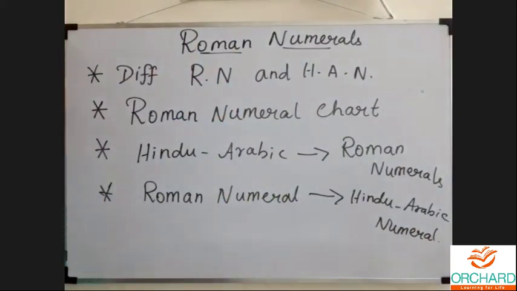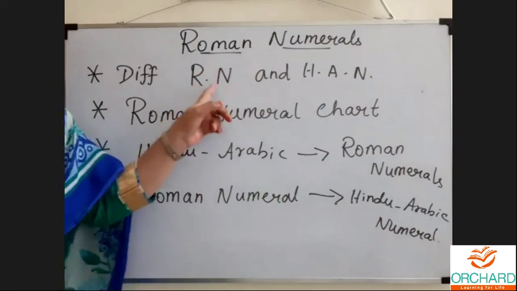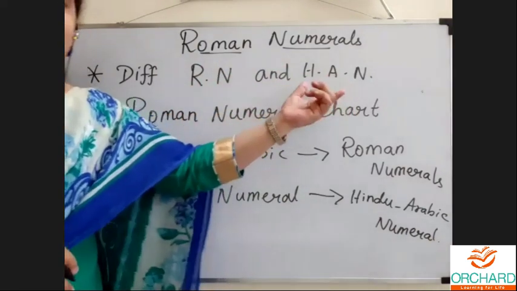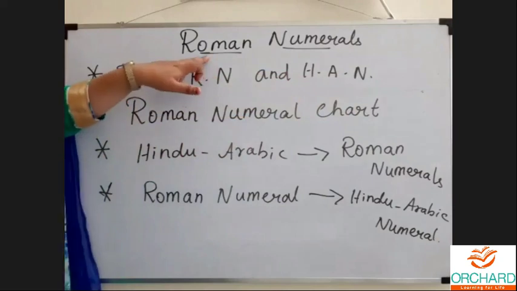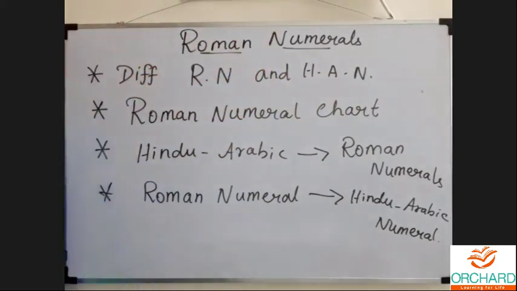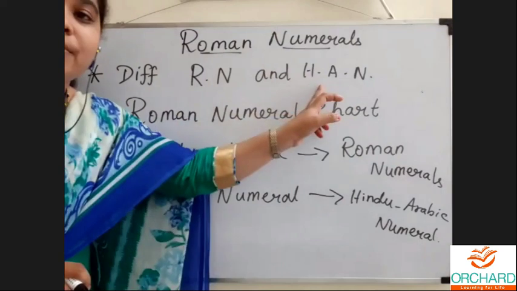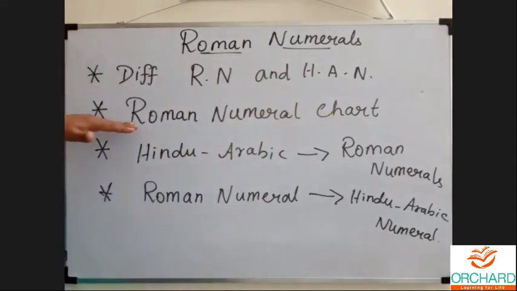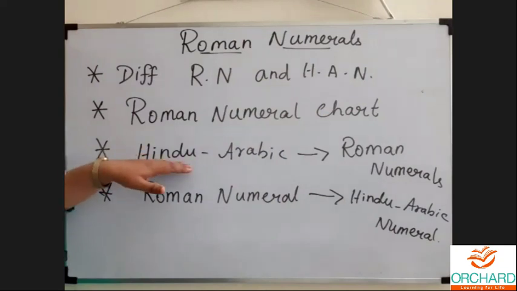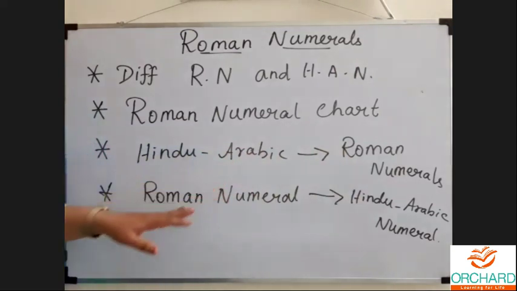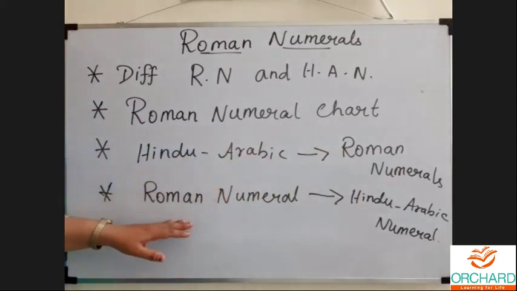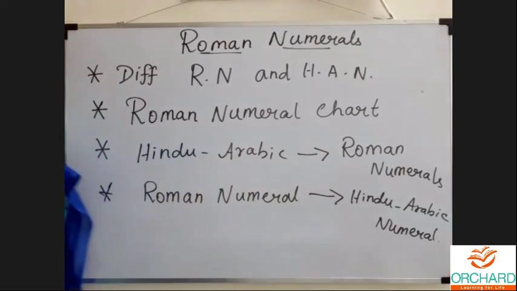So once again, I'll recall you. RN means Roman numeral, HAN means Hindu-Arabic numeral, I have written as a short form. Here, Roman numeral, under that what we had learned? The difference between the Roman numeral and Hindu-Arabic numeral. And the second one is Roman numeral chart. The next one is how to express the Hindu-Arabic numeral as Roman numeral. And the next one is how to express a Roman numeral as Hindu-Arabic numeral. Now, let's see the next one.